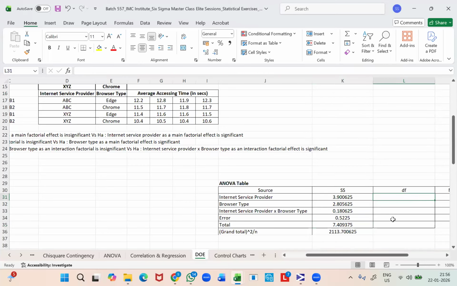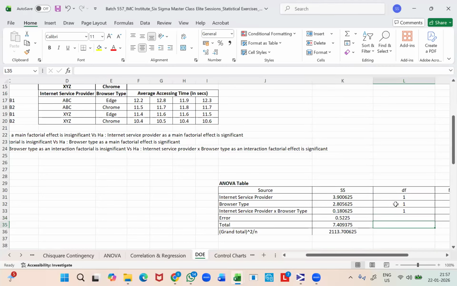Now degrees of freedom. So how many levels are there for internet service provider? Two levels are there. So it will be 2 minus 1. And how many levels are there for browser type? Again, two levels. 2 minus 1. And for internet service provider into browser type, you simply need to multiply the degrees of freedom that I have calculated for the main factorial, right?